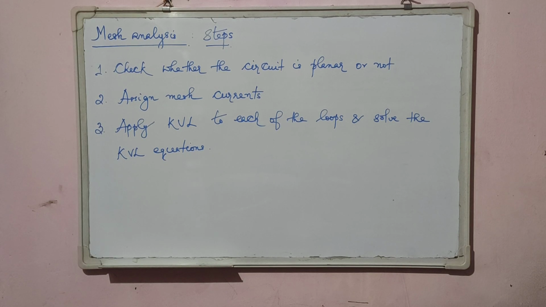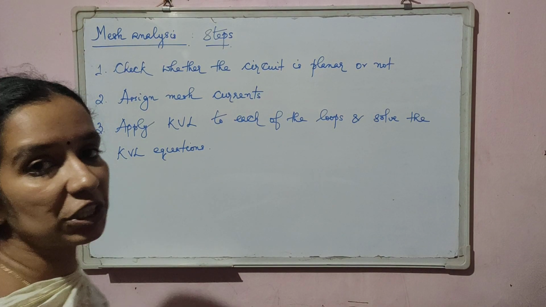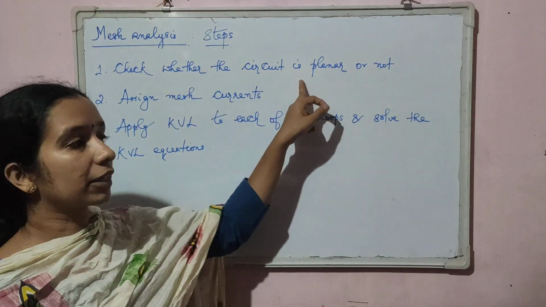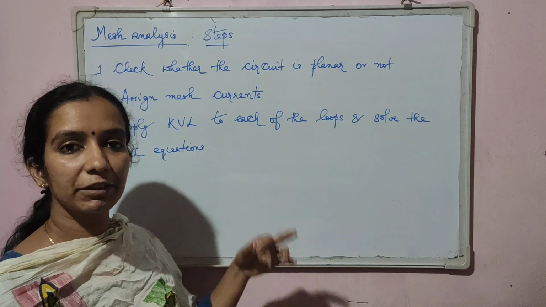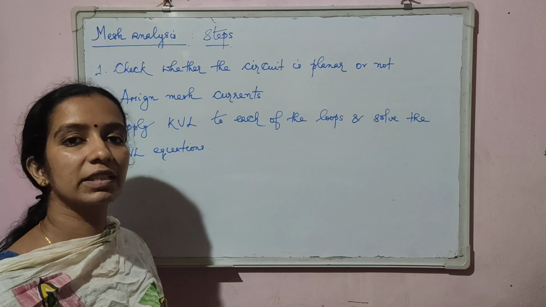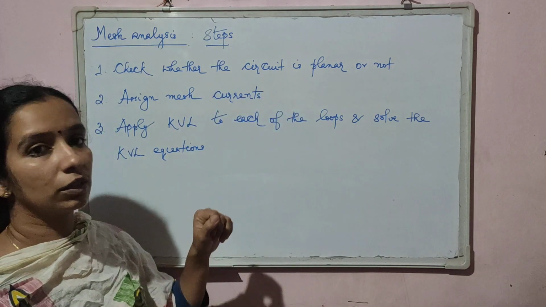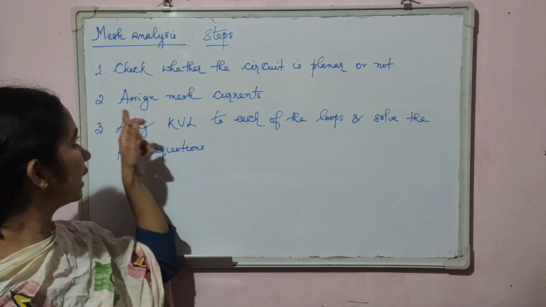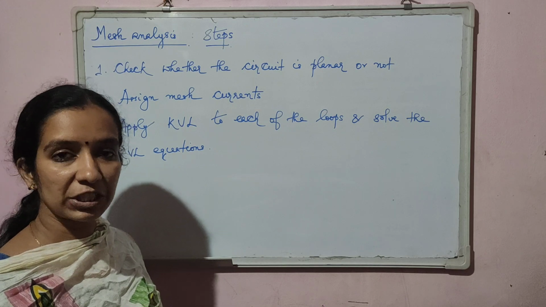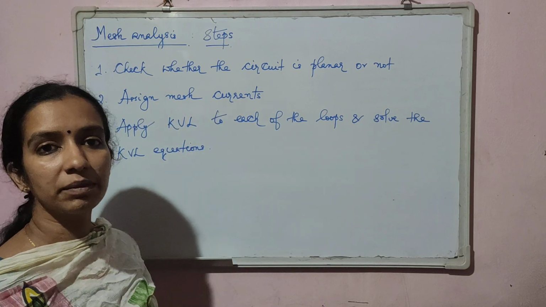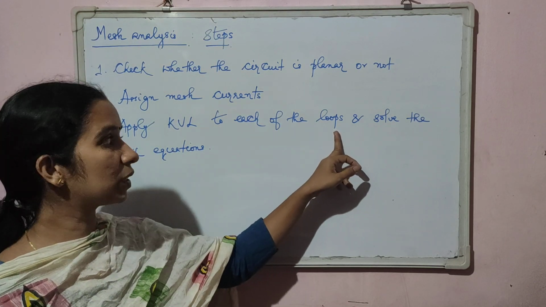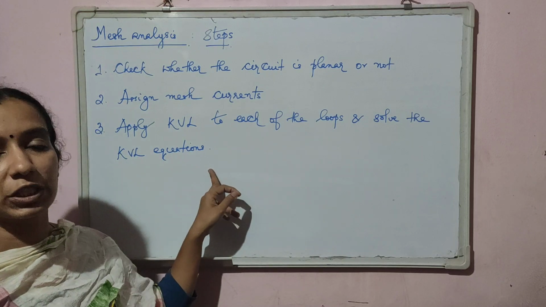Now let us see what are the basic steps involved in mesh analysis. First step is to check whether the circuit is planar or not. We know that we can apply mesh analysis only to planar networks. So first of all, check whether the circuit is planar or not. If the circuit is planar, then assign mesh currents. There may be a number of meshes, so assign currents to all the meshes. Thereafter apply KVL to each of the meshes or loops and solve the KVL equations.